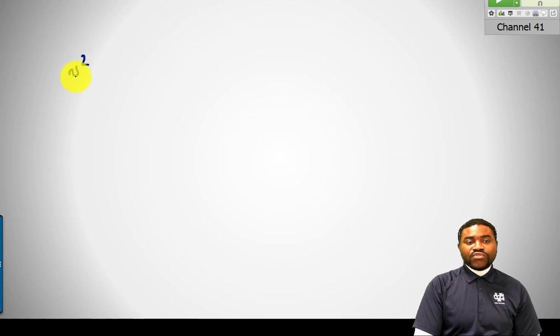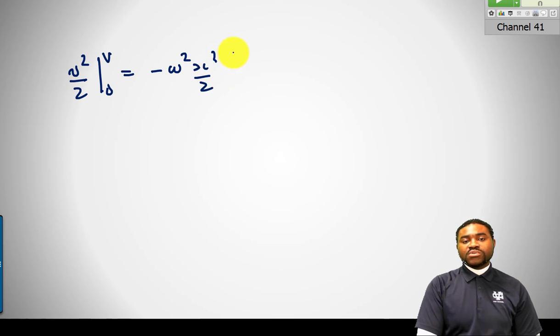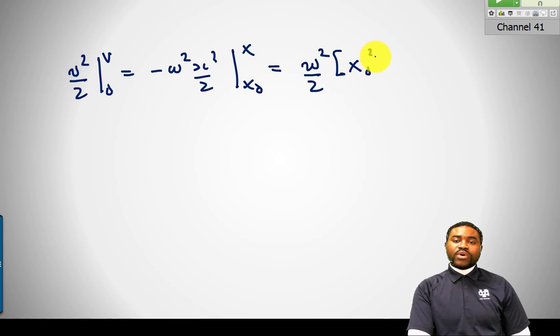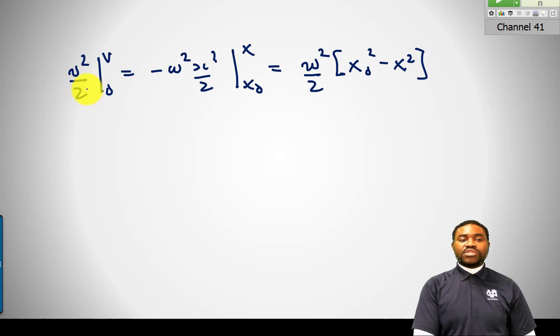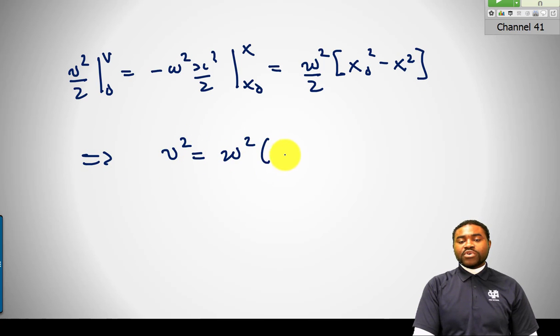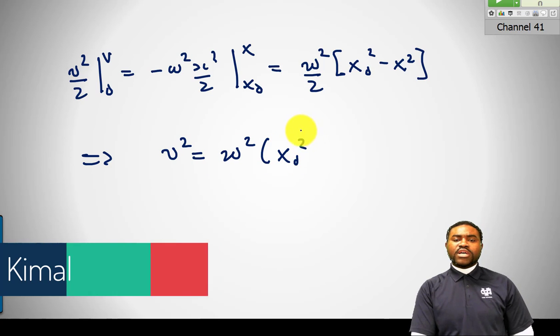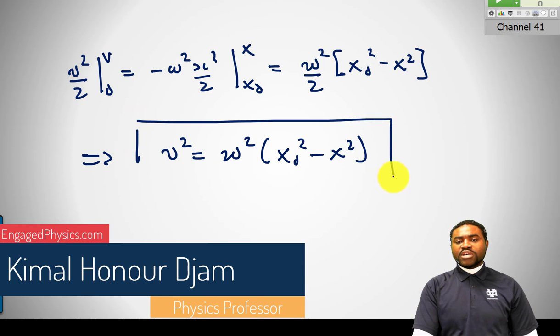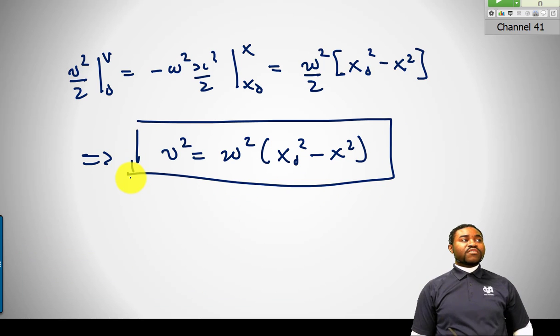That would mean, can we go to the next slide? This would give us v squared over 2 from 0 to v equal to negative omega squared x squared over 2 from x naught to x. This, therefore, will be equal to omega squared over 2 times x naught squared minus x squared. Now the 2's can cancel. This implies that v squared is equal to omega squared times x naught squared minus x squared. This expression gives you the equation for the speed of the particle.